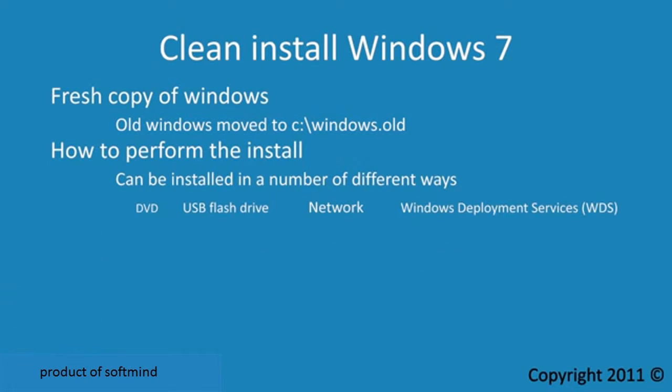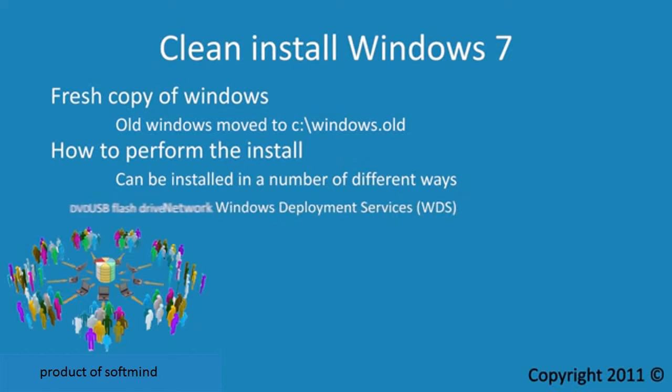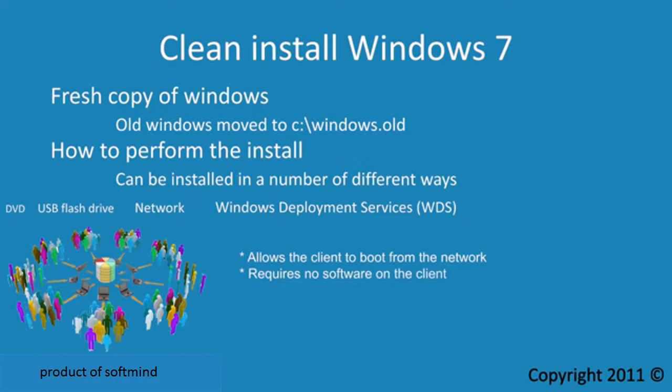For the enterprise, you may want to consider a more customizable solution. Microsoft offers Windows Deployment Services, or WDS. WDS allows you to install Windows 7 by booting from the network. This means that no software is required on the local computer. WDS is very customizable, so you can add software to your installs and even automate the installs.